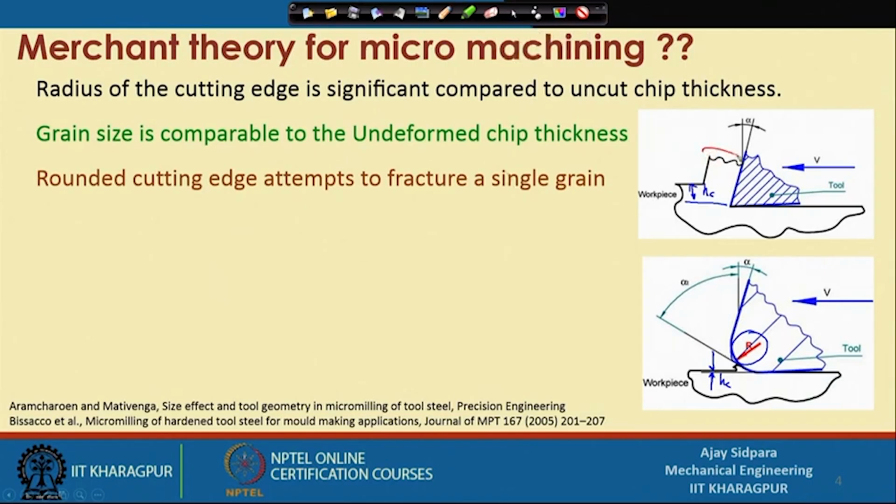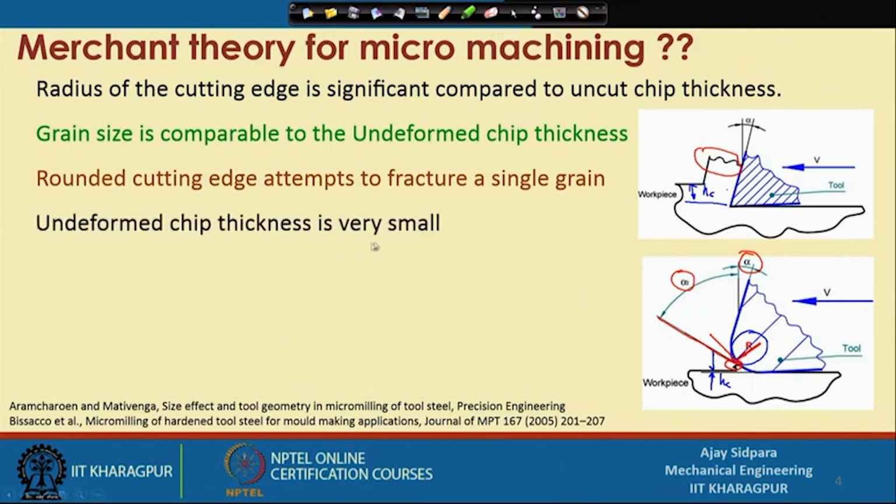Another important difference is this one. This is your chip, located at this location. When the chip flows, it flows over the rake face, but here the flow starts from some portion of the cutting edge radius, and then it flows in this direction. So, this is the effective rake angle, and this is the nominal rake angle, which we think the tool has, but that is not happening when you do machining at this particular scale.